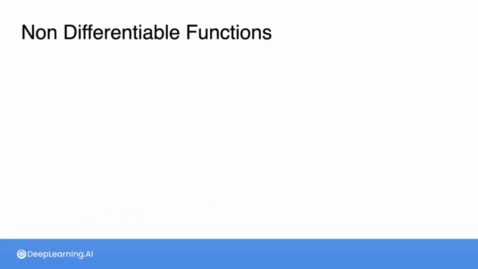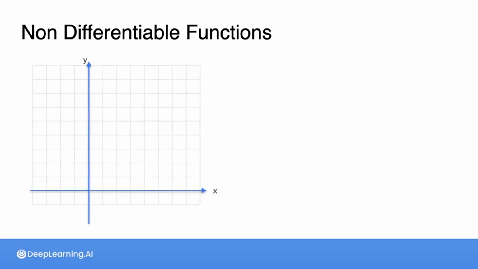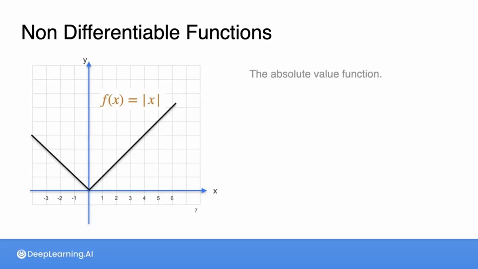However, some functions don't satisfy this property. We call them non-differentiable functions. Let's take a look at one. For example, the function absolute value of x. What's the absolute value of x? Well, it's kind of the positive part of x. So the absolute value of 7 is 7, and the absolute value of -7 is also 7. It can be defined like this: it's x for x bigger than or equal to 0 and -x for x less than 0.